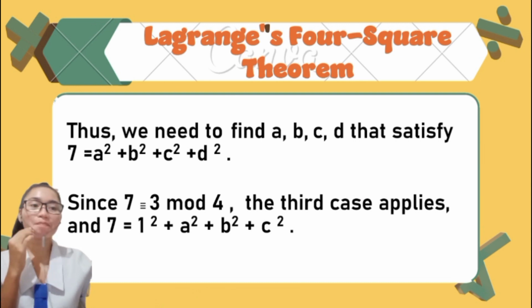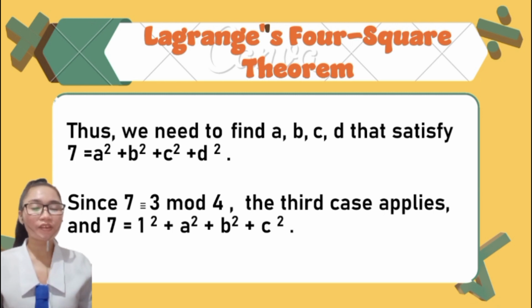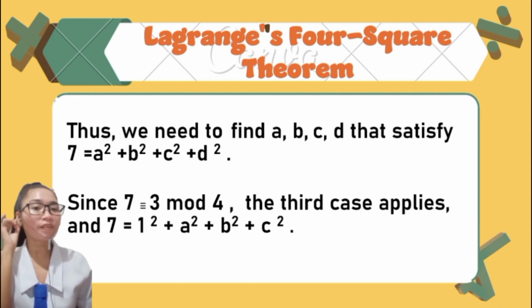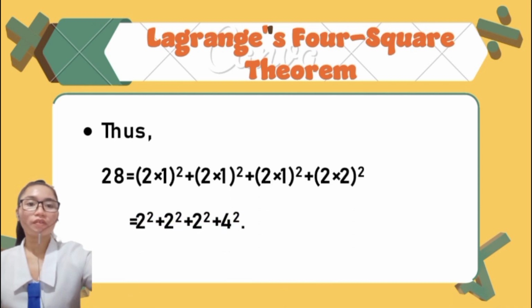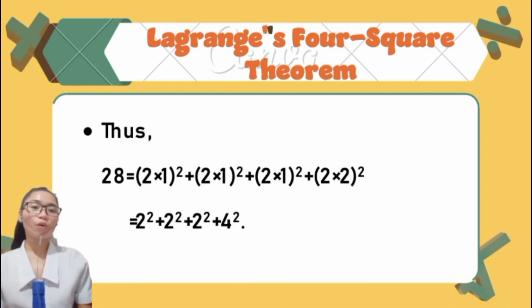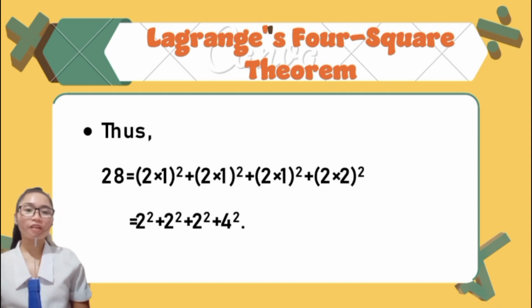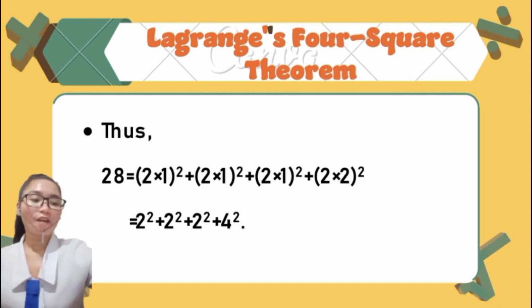Thus we need to find a, b, c, d that satisfy the statement that 7 is equal to a squared plus b squared plus c squared plus d squared. Since 7 is equal to 3 mod 4, we will apply the third case in the form 7 is equal to 1 squared plus a squared plus b squared plus c squared. Thus it becomes 28 equals the quantity 2 times 1 squared plus the quantity 2 times 1 squared plus the quantity 2 times 1 squared plus the quantity 2 times 2 squared. Simplifying further, we have 2 squared plus 2 squared plus 2 squared plus 4 squared.